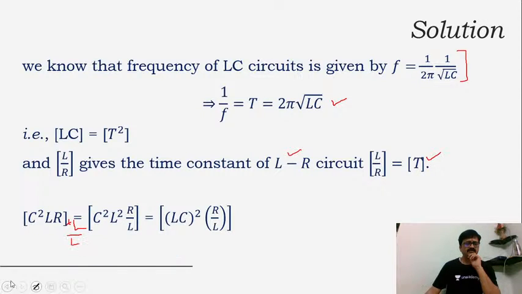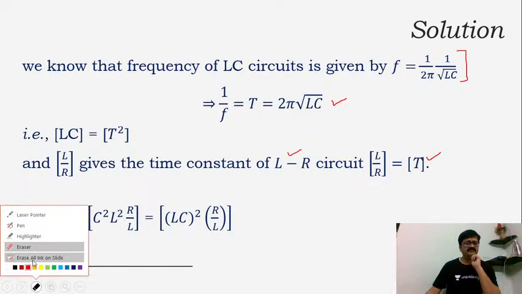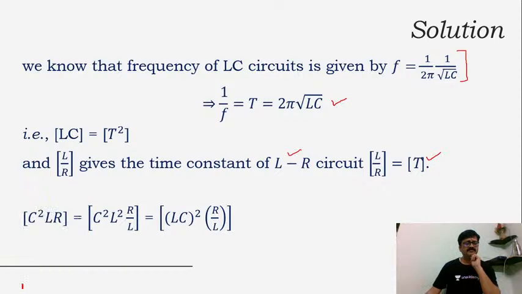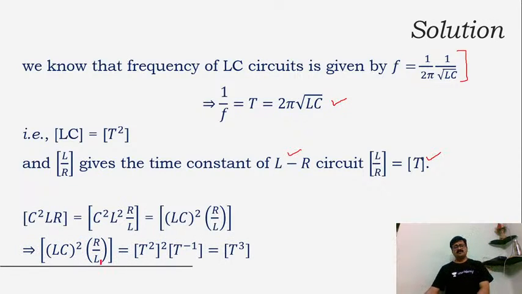So let me just erase this. Okay, fine. So I have done like this. Next step. Now this can be written as LC whole square into R by L. Is it not? Now LC whole square into R by L is equal to what? LC whole square. What is dimension of LC? T square. So T square whole square I'll write.